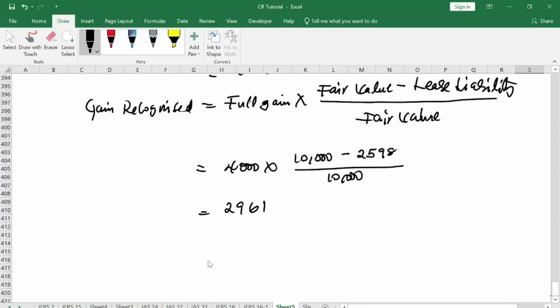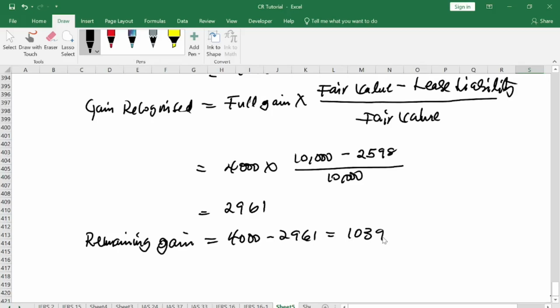Between this one and this one, you will have what you call the remaining gain. The remaining gain will be how much? You have 4,000 minus 2,961. The balance will be 1,039. So this 1,039 will be deferred within the right of use of asset.